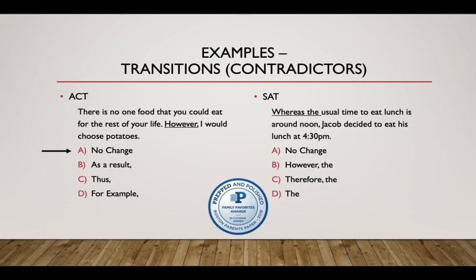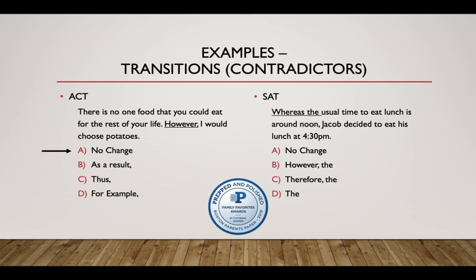Whereas the usual time to eat lunch is around noon, Jacob decided to eat his lunch at 4:30 p.m. Wow, that's getting late, Jacob. You've got to eat lunch earlier than that. Now here's the thing. We have whereas the, however, comma the, therefore, comma the, or just the. Now, you might say, oh, Aaron, we have two contradictors. Let's double check that. Probably not going to work, right? Let's take a look.